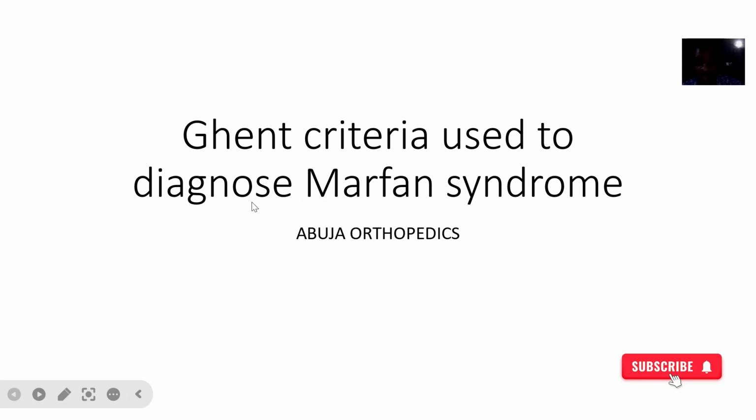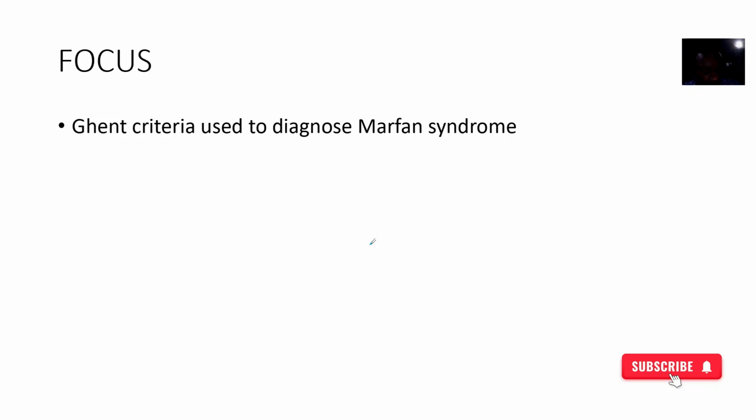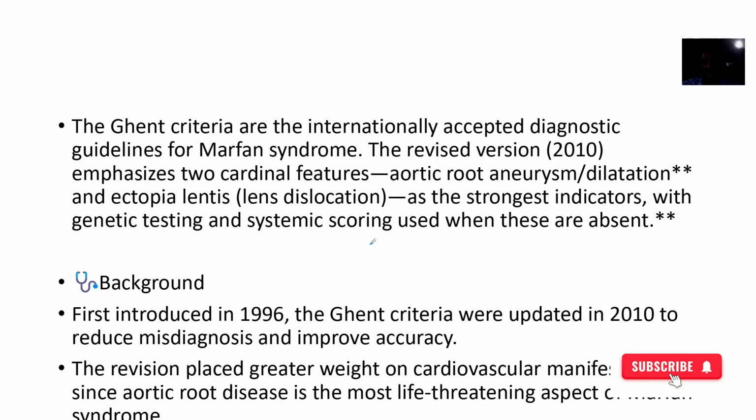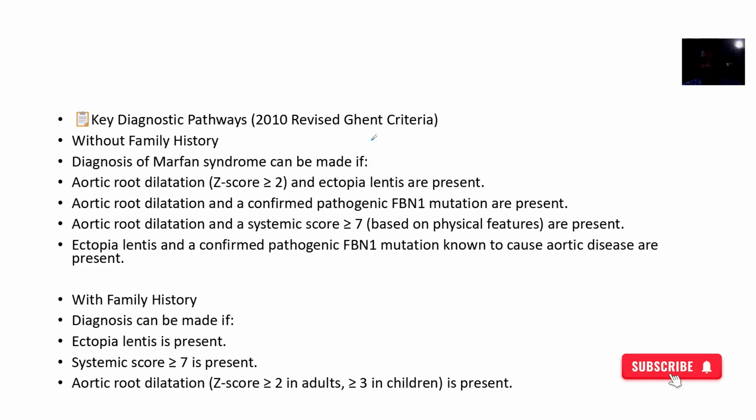Now, there's a criteria which we use to diagnose Marfan syndrome, and this is what is known as the Ghent criteria. Okay, Ghent criteria. We use it to diagnose Marfan syndrome, and here we're going to look at everything you're supposed to know on that Ghent criteria. It's an internationally accepted guideline for diagnosing Marfan syndrome. The revised edition is what we actually use now, which we'll be looking at.